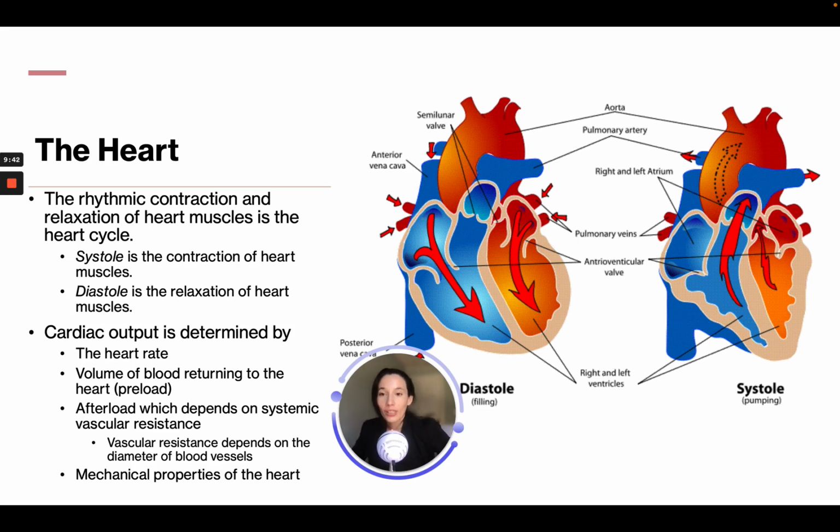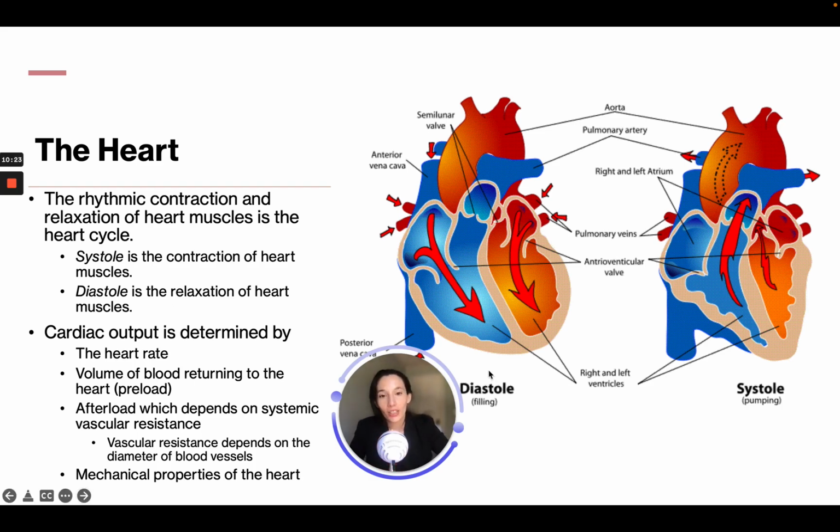The cardiac output is determined by the heart rate, the volume of blood returning to the heart, which is also called preload, and the afterload, which depends on systemic vascular resistance, and vascular resistance depends on the diameter of the blood vessels. So if you think about it, if you eat a bunch of cholesterol and you get plaque on your blood vessels, you're going to have much more vascular resistance because those vessels have now narrowed, and it's a lot harder to have the blood flow through those vessels. And also, cardiac output is determined by mechanical properties of the heart.